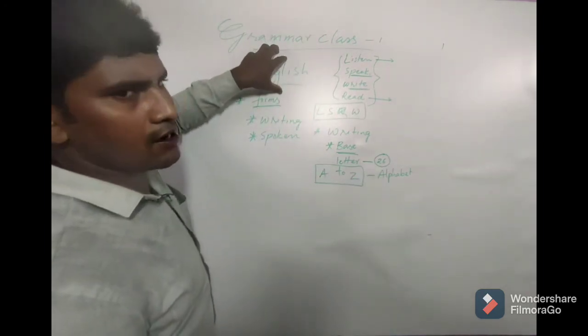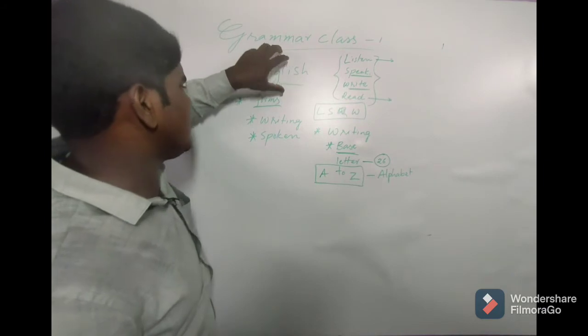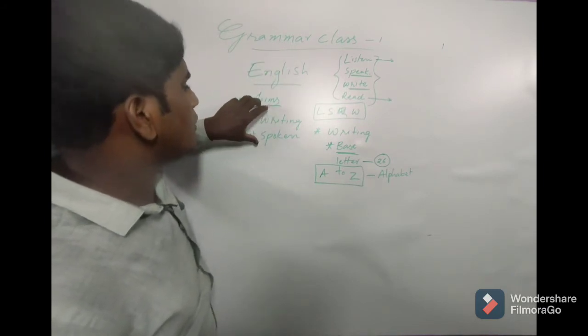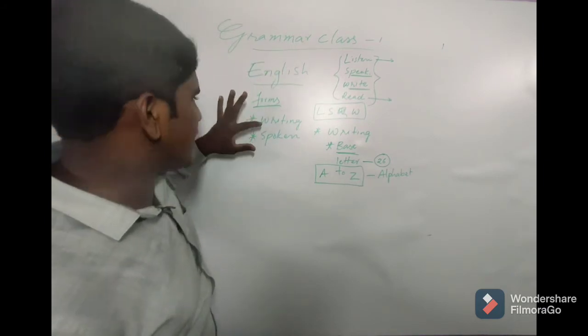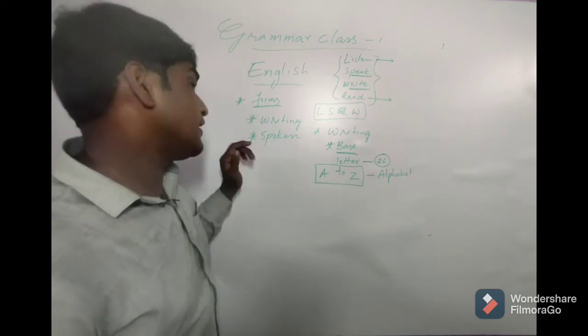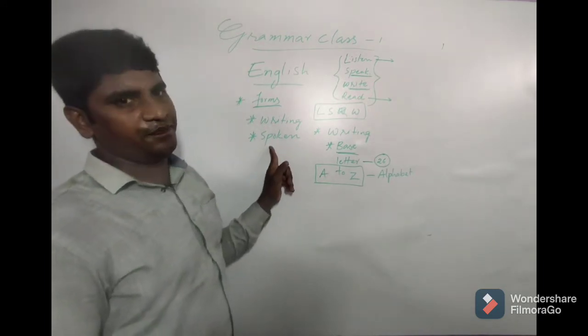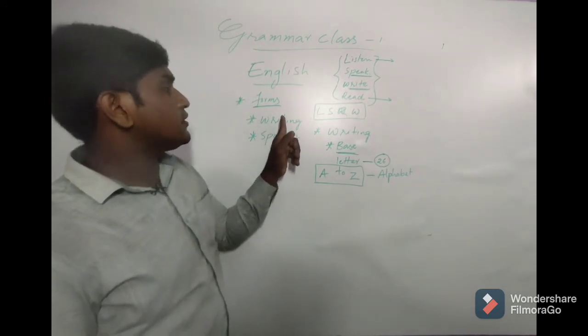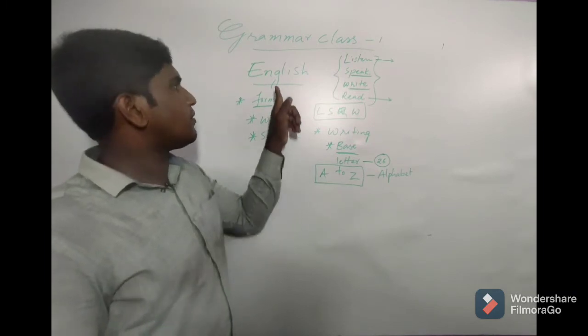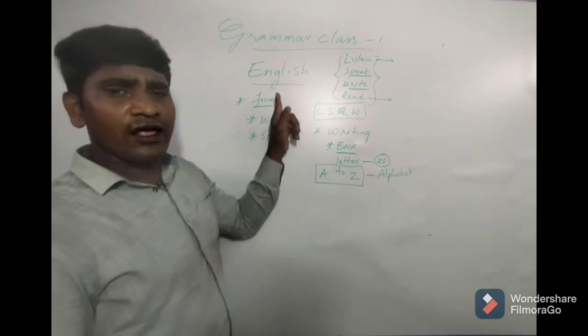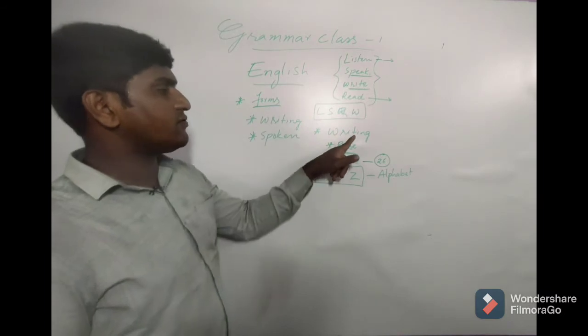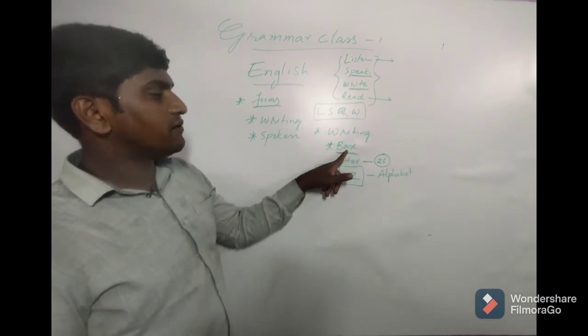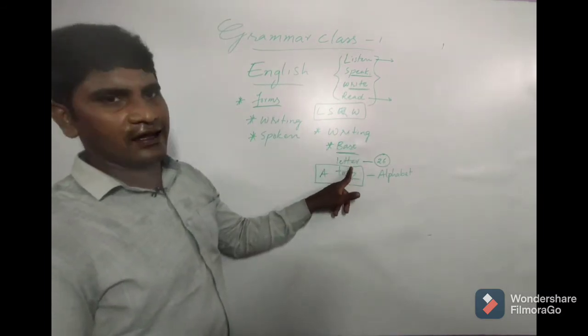English is a language, but the English language has two forms. One is the writing form and the second one is the spoken form. Now we are talking about the writing form. What is the base of the writing form of the language? The base of the writing form is the letter, as I told you.